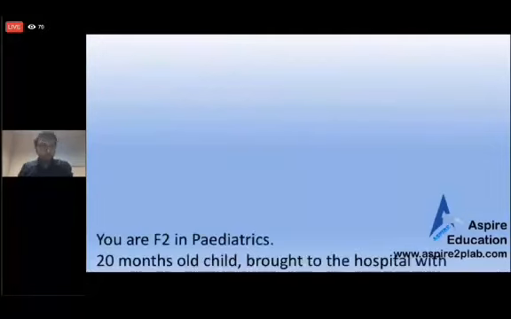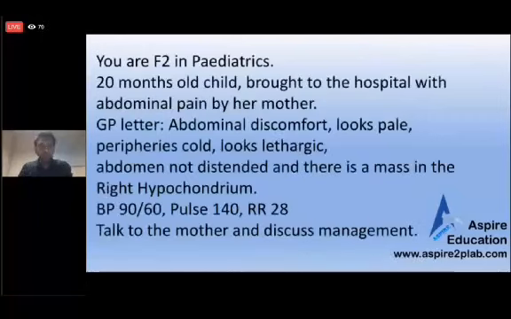So what's the task here? You are a doctor in pediatrics. A 20 months old child is brought to the hospital with abdominal pain by her mother. GP letter: abdominal discomfort, looks pale, peripherals are cold, looks lethargic, abdomen not distended, and there is a mass in the right hypochondrium. The blood pressure is 90/60, pulse is 140, respiratory rate is 28. Talk to the mother and discuss the management. So from here, what does it look like? It looks like there is some problem in the abdomen.